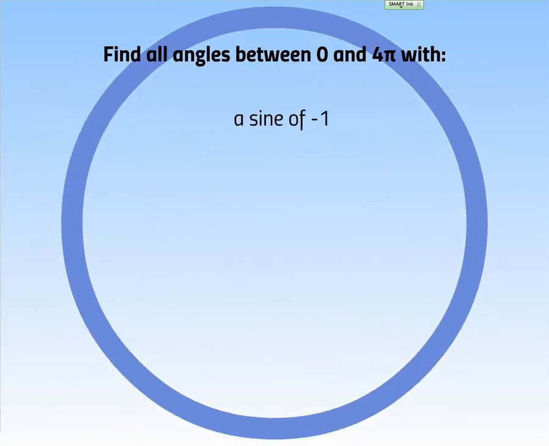And we got this one. All the angles between 0 and 4 pi with a sine of negative 1.